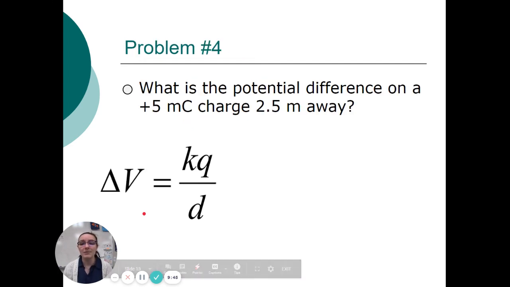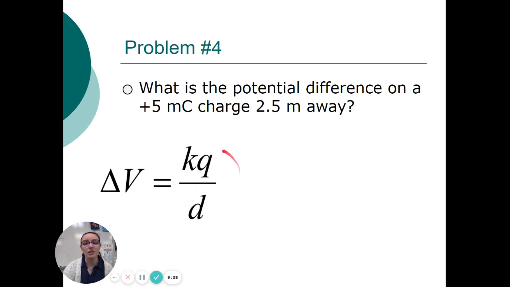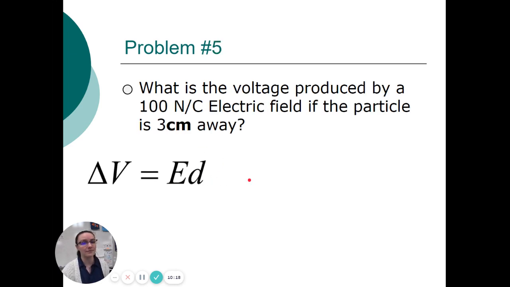So if I want to know the potential difference on a positive 5 millicoulomb charge that is 2.5 meters away, I plug in 2.5 as my distance. K is 9 times 10 to the ninth, and Q would be 5 millicoulombs, but we don't want millicoulombs, we want coulombs. So I will plug in 5 millicoulombs is the same as 5 times 10 to the negative 3 coulombs. So this one would be 5 times 10 to the negative 3.